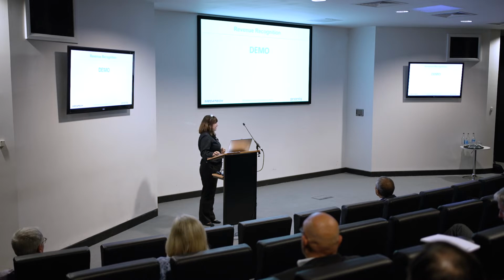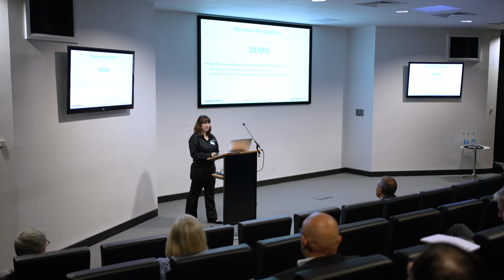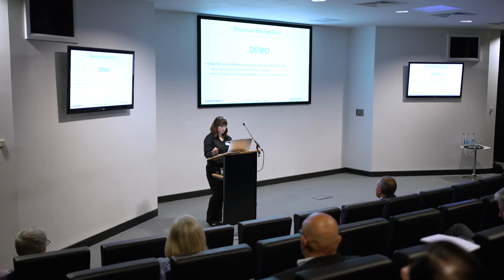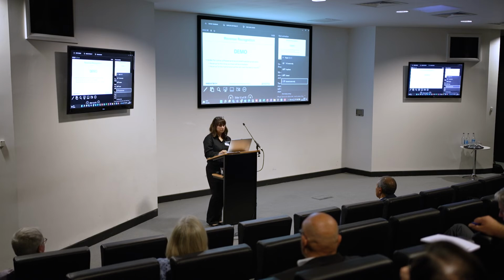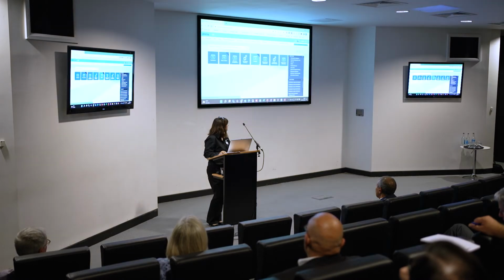So let's see how this works in Priority. We're going to review an example where we're supplying some software and associated maintenance costs. The initial revenue will be immediate, but the maintenance will be split over the next 12 months. Now I need to switch screens. I just need to make it so I can see it as well.